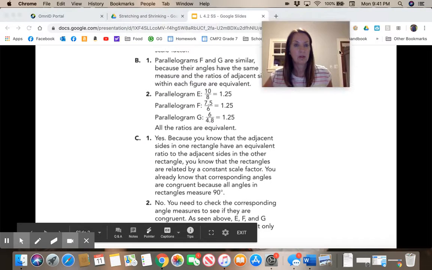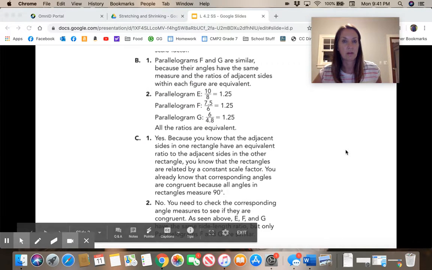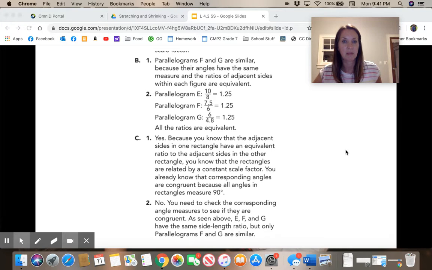Then you had question B, where it says parallelograms F and G are similar because their angles are the same and their ratios are equal. So in the rectangles, it didn't matter to look at the angles because all rectangles are 90 degrees, but in the parallelograms, you'd have to look at the angle measures as well. B2 says parallelogram E was 10 to 8, which is 1.25. F was 7.5 to 6, which is 1.25, and G was 6 to 4.8, which is also 1.25.